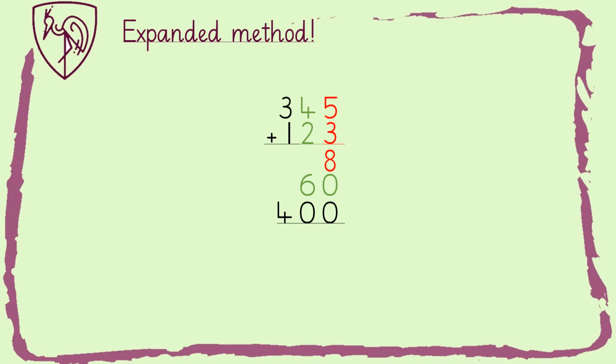And then finally, we draw a line underneath our working out there, and we total up each column. We start with the ones, we total up how many ones we have, it's 8, and then we total up our tens, we have 6 tens or 60, and finally, we total up our hundreds, we have 4 hundreds, and we write that in the hundreds column there, just like so.